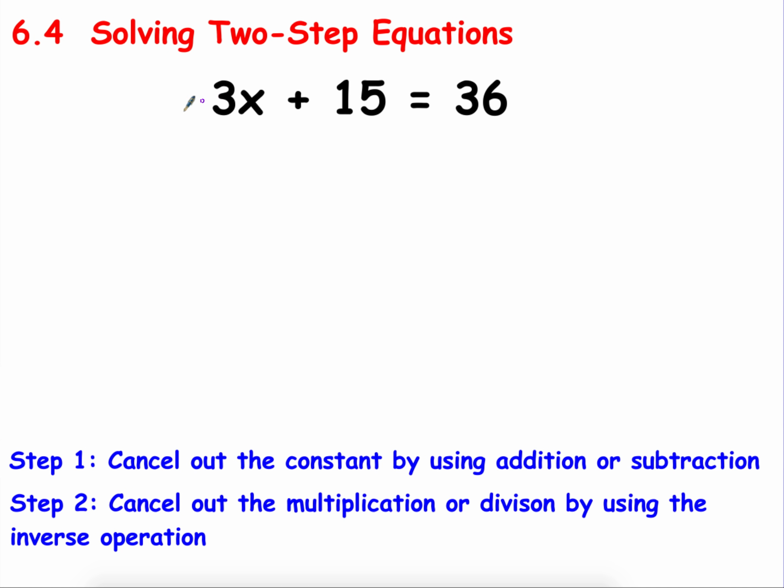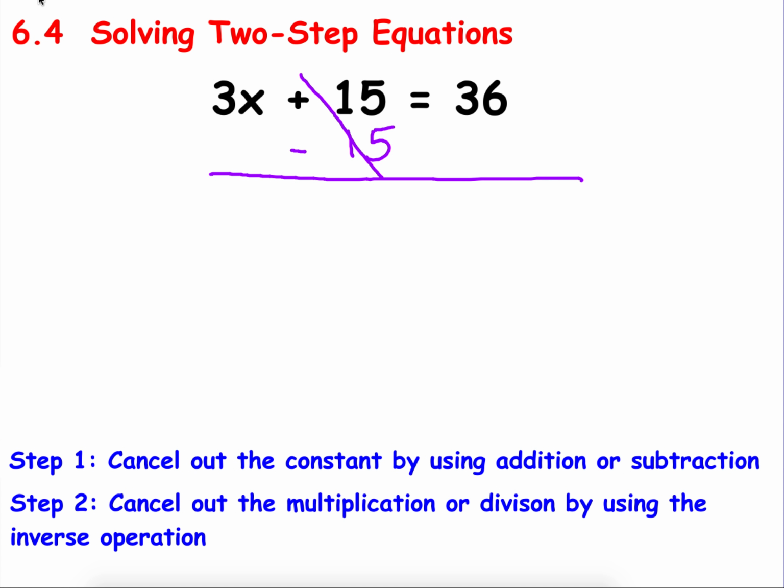So again, I've got 3x plus 15. I want to get rid of this plus 15. So I need to ask myself, what is the opposite of plus 15? The opposite is minus 15, because I want to cancel it out. So I'm going to subtract 15 right below it. It's really important to show our steps just like this, because 15 minus 15 is 0. It goes away. That's the whole point of doing it.